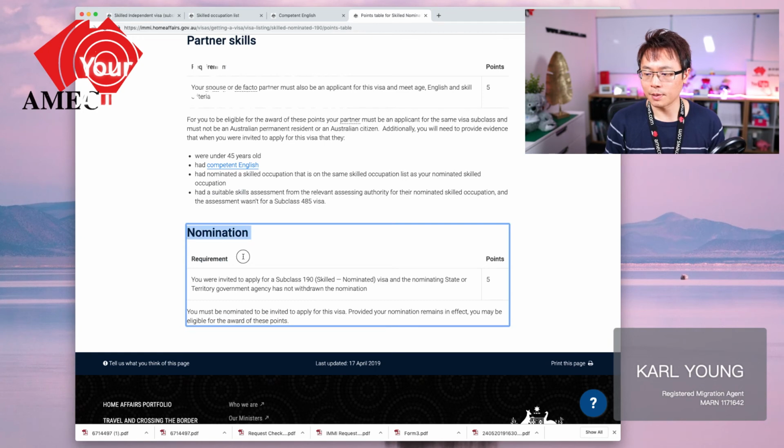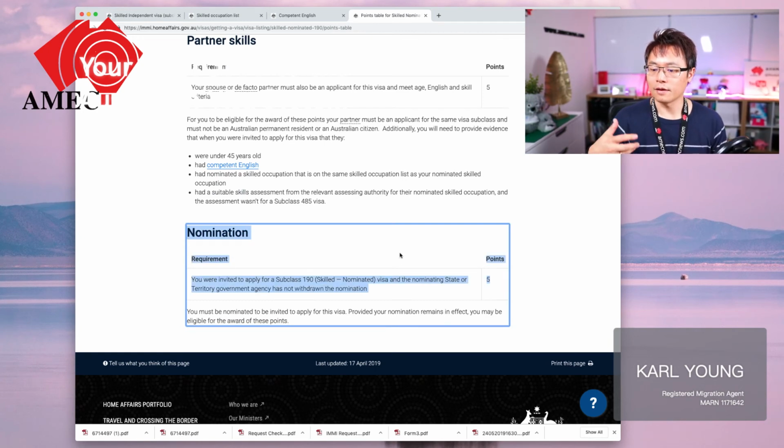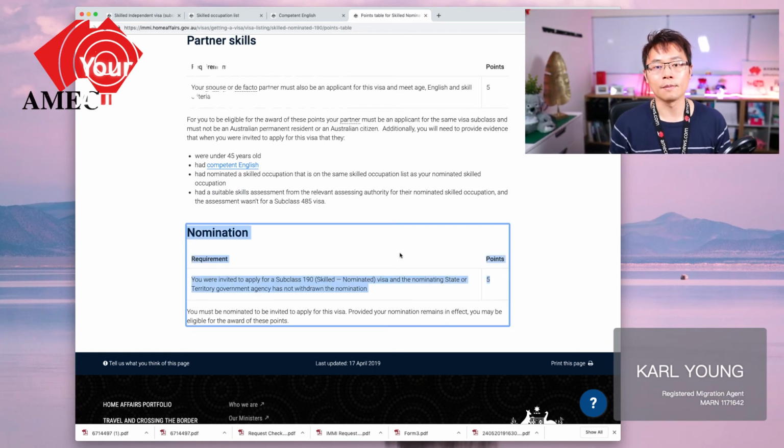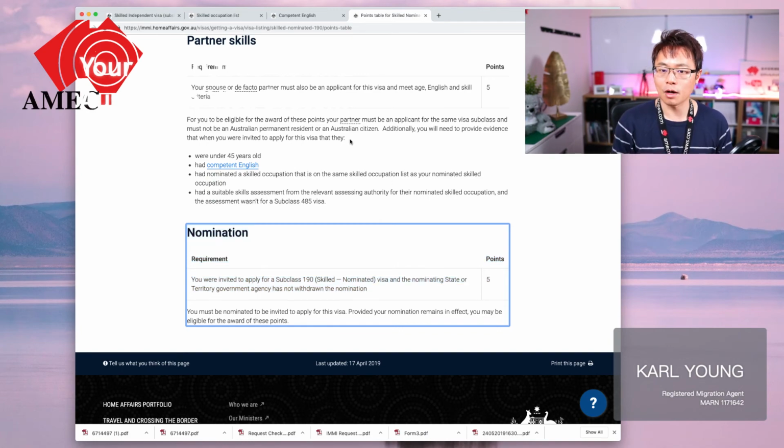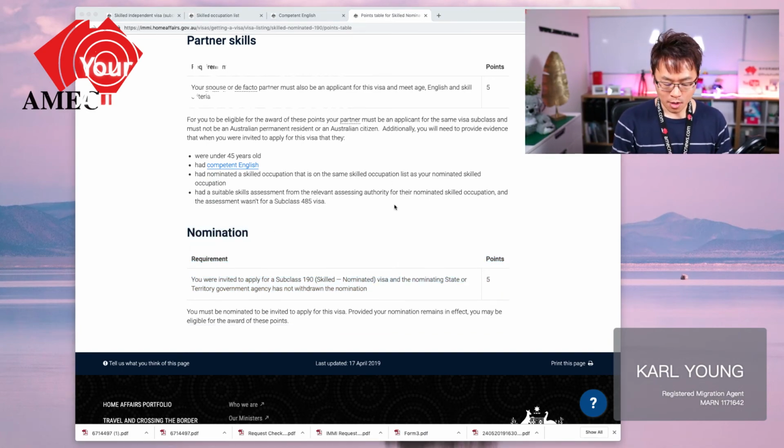Now, the last part is what we have mentioned at the very beginning, that if you get nominated by the state, you get that extra 5 points. So basically, as you can see today, I've gone into a little bit of depth and detail about Australia's skilled independent visa under subclass 189 and 190. Now, bear in mind, again, to summarize it, the minimum points is 65.